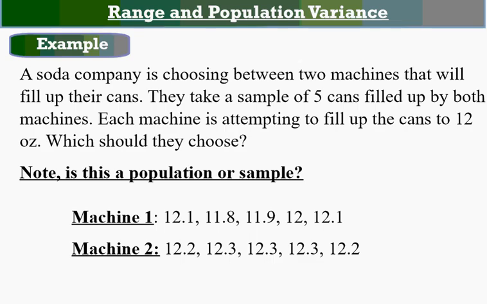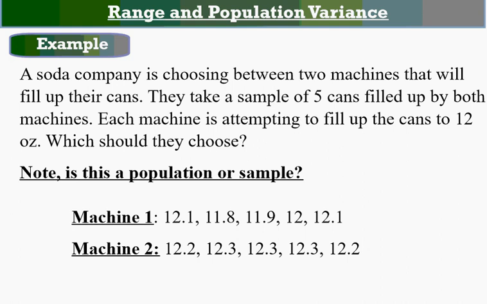That is for a population, but as we said, it's rare that you have a situation where you have all the data that you would be concerned with. So maybe, for example, a soda company is choosing between two machines that will both fill up their cans. They take a sample of 5 cans filled up by both machines, and each machine is attempting to fill up the cans to 12 ounces, but it's not perfect every time. Even a machine has some variability.